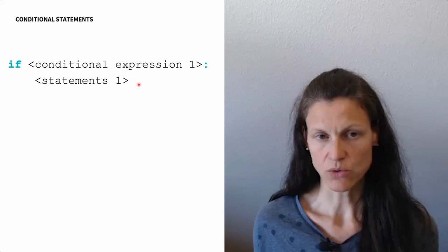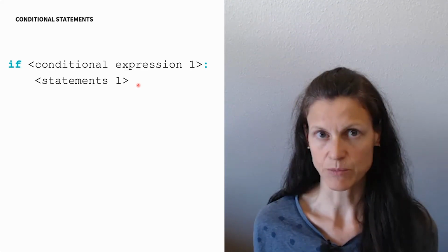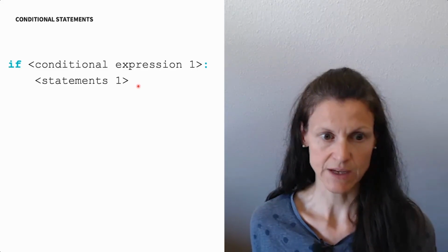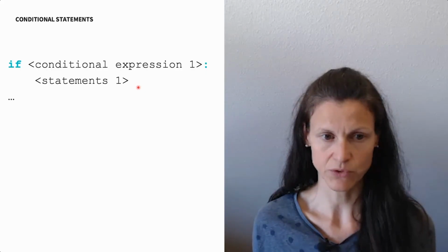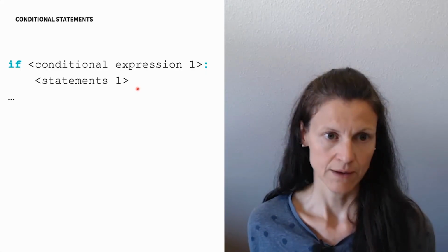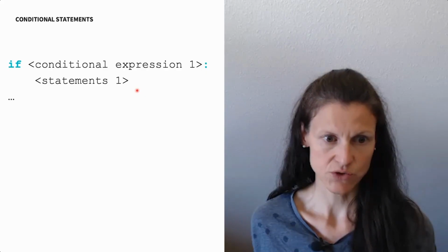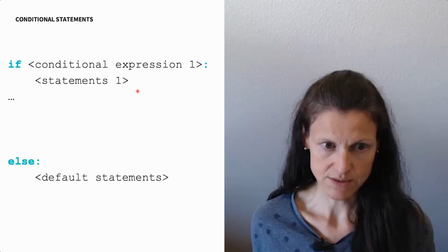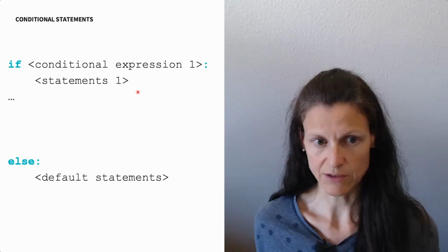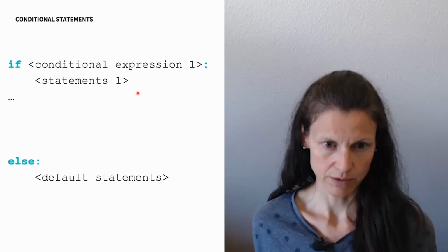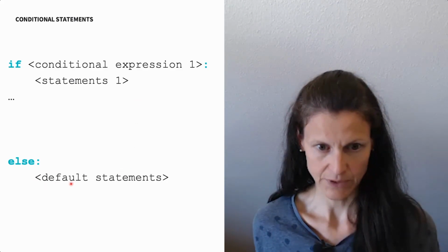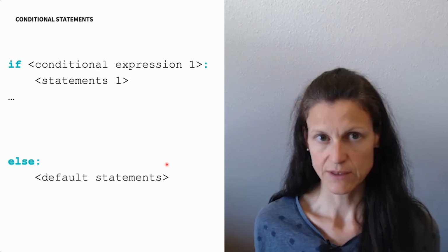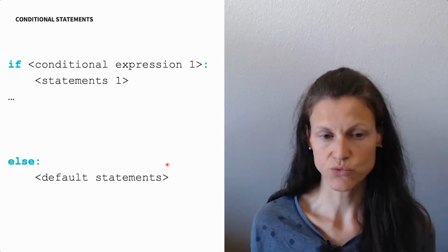Now what you see here is also the minimal version of a conditional statement, just one if clause. However, what you can also do is add further if clauses if you want to test for several conditions. And then what you can also do is add a so-called else clause. The semantics of the else clause is that it always refers to a preceding if clause, and the code block, which is called here default statements, is only executed if the preceding if clause was evaluated to false.